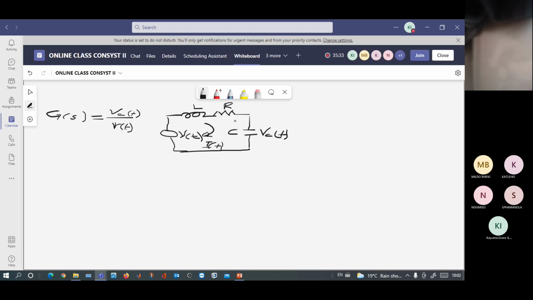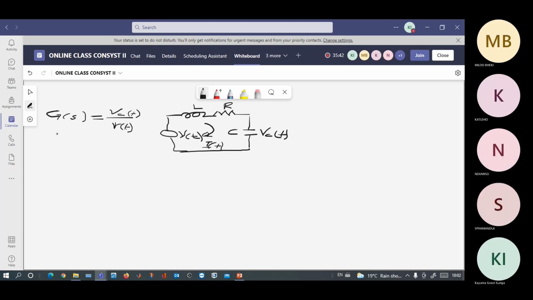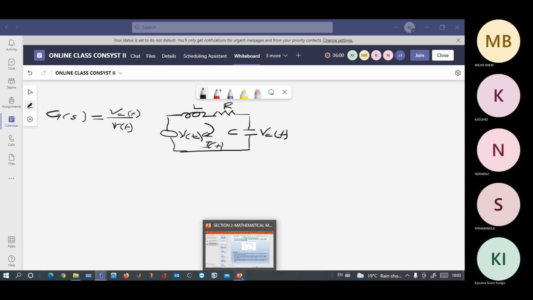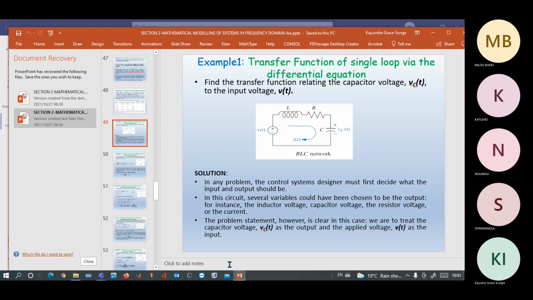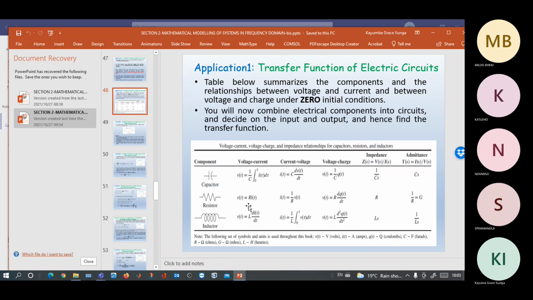So they're asking you now to find the output voltage. The first thing we need to do is identify the different components that we have. Then we can write their physical laws in order to get a mathematical model. So let's go back to our table that's going to help us determine what we need. We have the capacitor, we have the resistor.